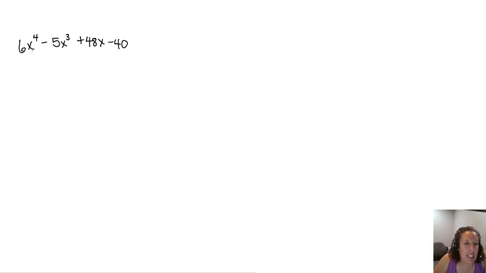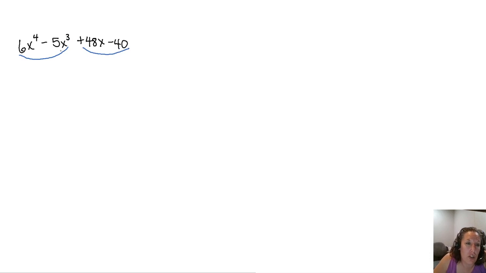All right, this next one looks a little intimidating. We've got 6x to the fourth minus 5x cubed plus 48x minus 40. Now in that one, first thing we always look for when we're factoring is a greatest common factor. Between the 6 and the 5, there's no common factors, so there's nothing on our coefficients. And with our x's, our last term doesn't have an x, and so we cannot factor this one with a GCF. But when we have 4 terms, we should always be thinking about factoring via grouping.